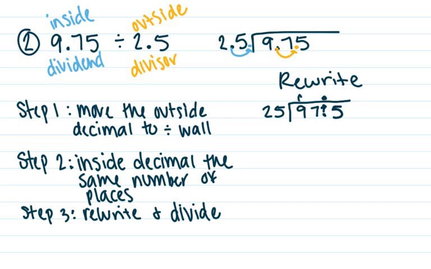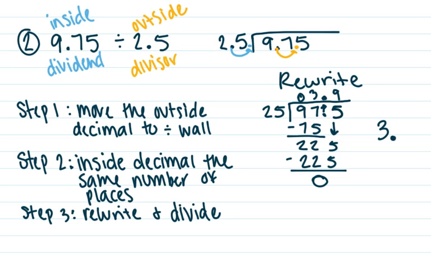25 does not fit into 9. 25 fits into 97 3 times. That's going to be 75. I'm going to subtract and get 22, and I bring down my 5. 25 goes into 225, I believe, 9 times. 9 times 25 is 225. I subtract, I get 0. It's not a repeating decimal. And so my final answer is going to be 3 and 9/10.